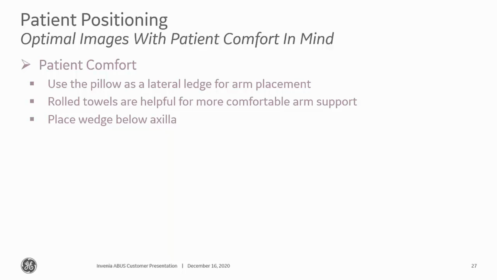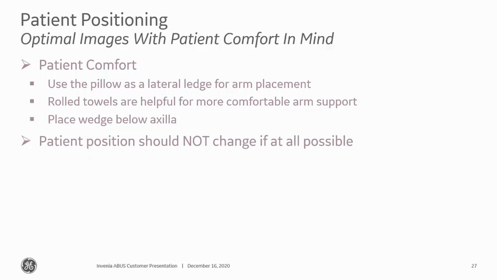So use the pillow as a lateral edge for the arm placement. Just pull it closer to you and at an angle. Use rolled up towels or a wedge underneath the arm or the shoulder that will help support that patient. You can either put it under the pillow or right underneath the arm. Make sure your positioning wedge is just below the axilla. That's important because if you've got it too high, then that obstructs the patient's shoulder from having good mobility, which you may need to get proper positioning. So just make sure that wedge is just at the axilla, at the crease of where the arm comes down.